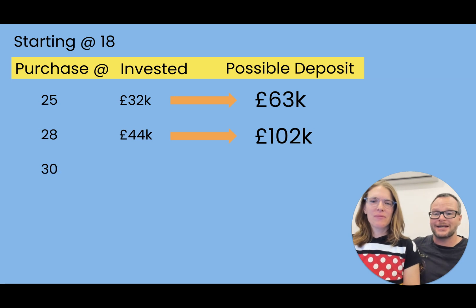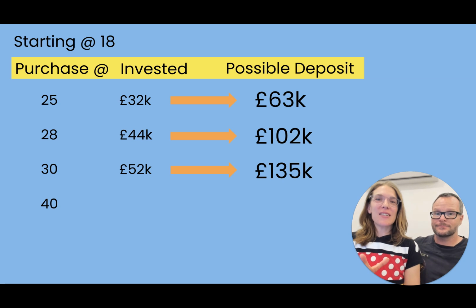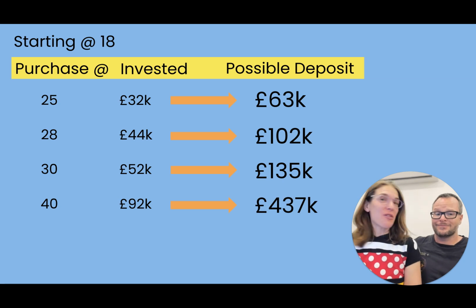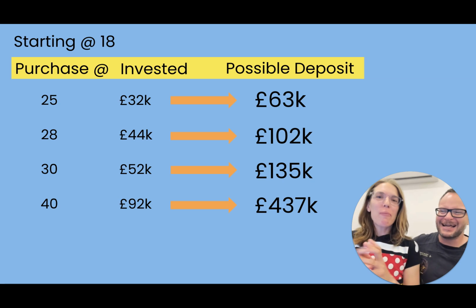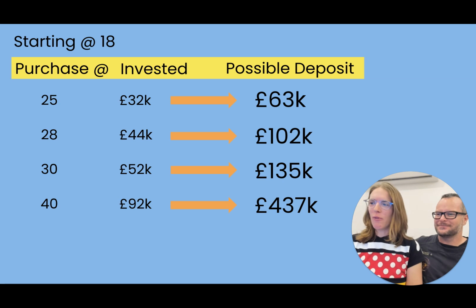If you managed to leave it in until you were 30, you would have invested 52k and you'd have 135, heading towards tripling your money, which is phenomenal. It's pretty cool. And what if you waited till you were 40 until you bought that first property? You will have invested £92,000, assuming you invested the maximum £4,000 every year, and that could grow to about £437,000. That's a good deposit. And this is based on investing in broad-based low-cost index funds. Come to Rebel Finance School if you have no idea what that means.